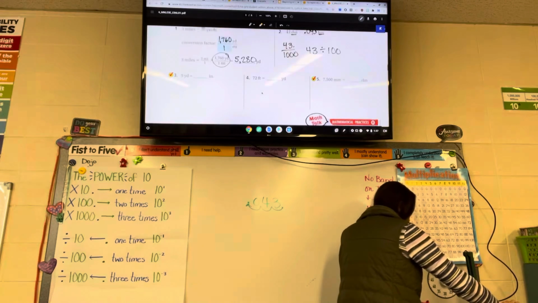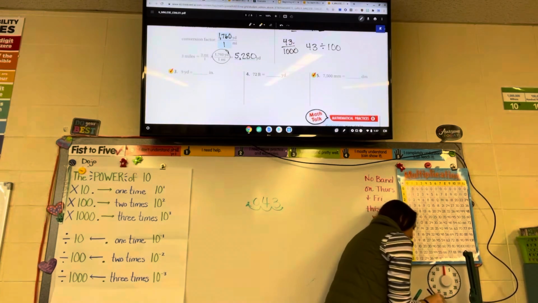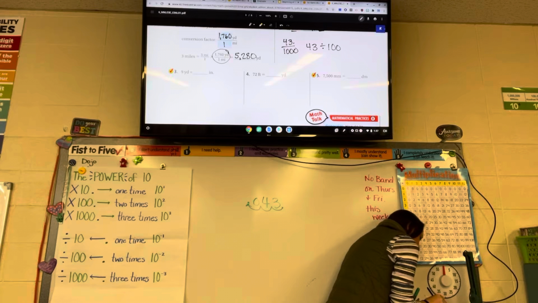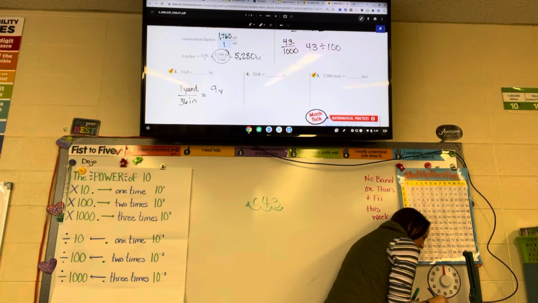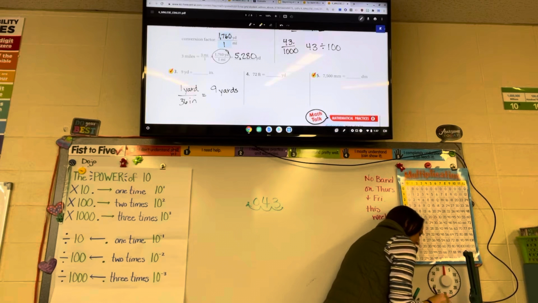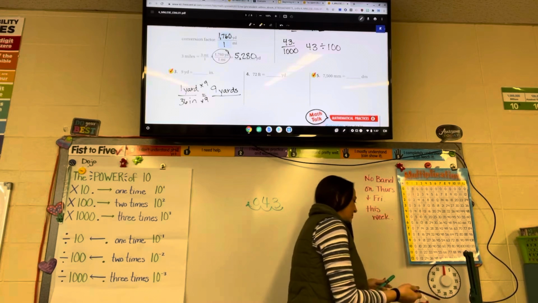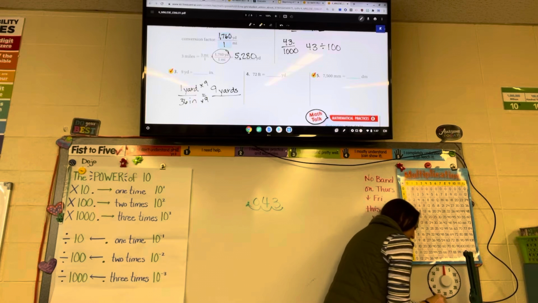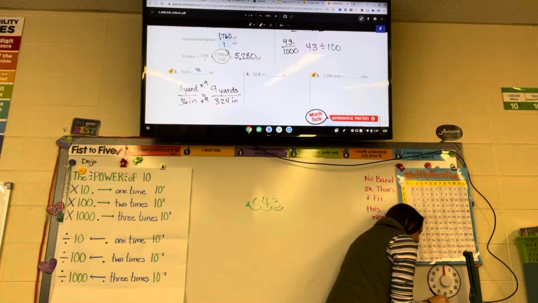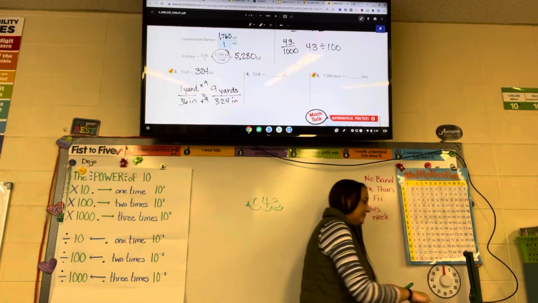All right, next we have yards and inches. So how many inches are in 1 yard? 36. Yep, 1 yard is 36 inches. So 9 yards would be, how do you get from 1 to 9? Multiplying by 9. If we do it to the top, do it to the bottom. So what's 36 times 9? 324. 324 inches. That's our answer. 9 yards is 324 inches. Okay?